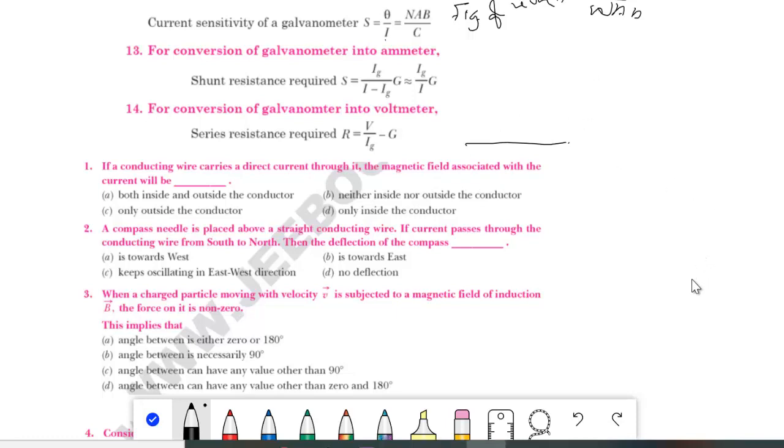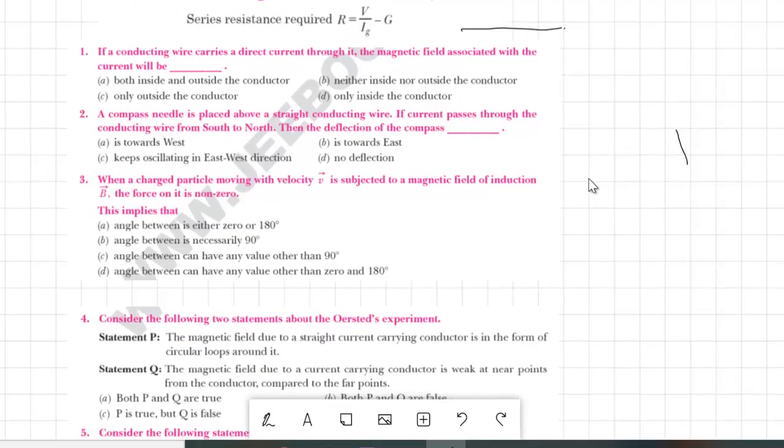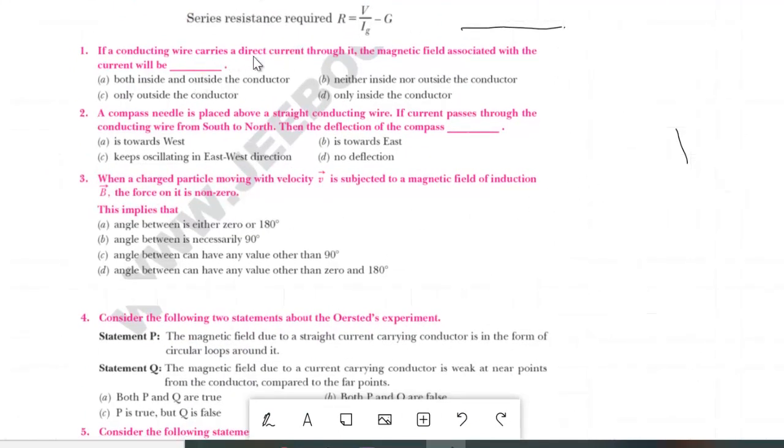First one: if a conducting wire carries a direct current through it, the magnetic field associated with the current will be? Will it have any magnetic field inside if a direct current is passing through it? No, the magnetic field associated with the current inside will be equal to 0.